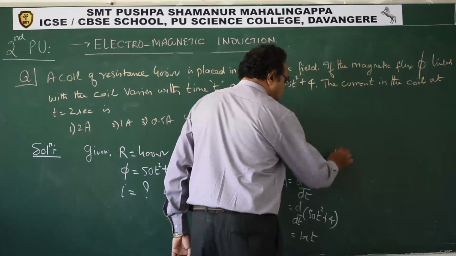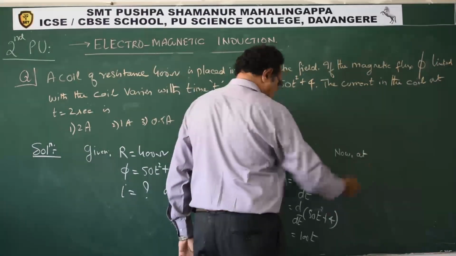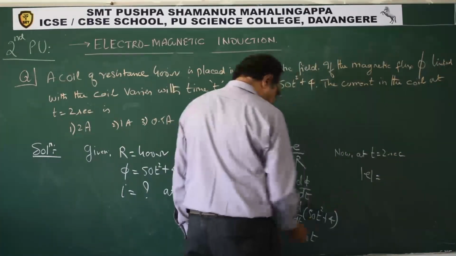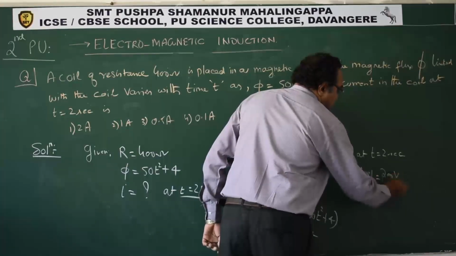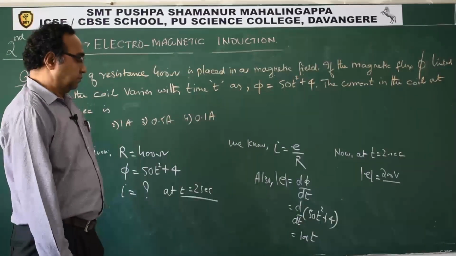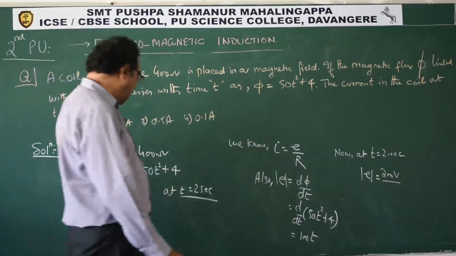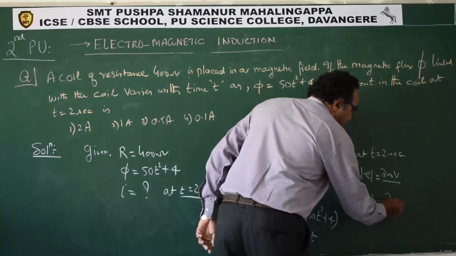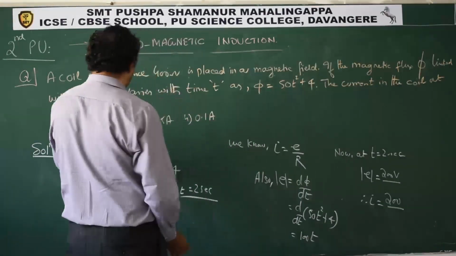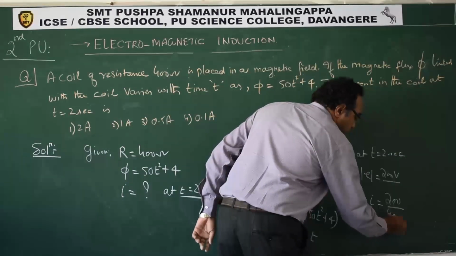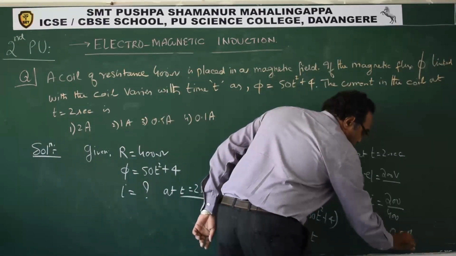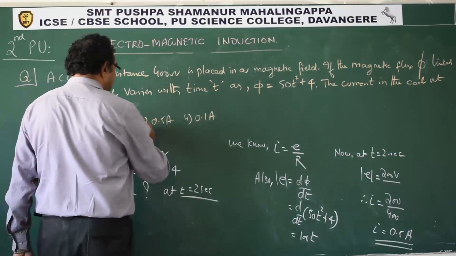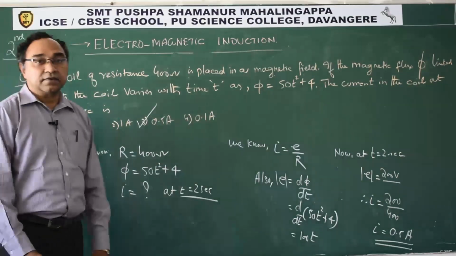Now at t is equal to 2 second, magnitude of induced EMF is 200 volt. T is 2 seconds. So therefore I will be how much? Therefore I will be E by R, which is 400. So this is 0.5 ampere. So here our answer will be the third choice. That is exactly how we can find out.